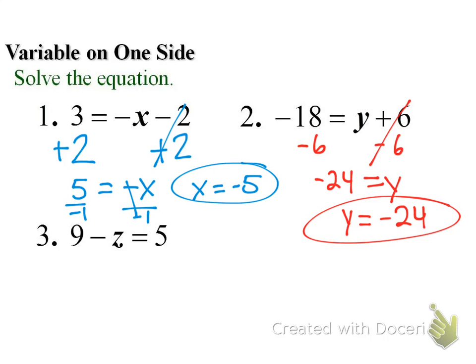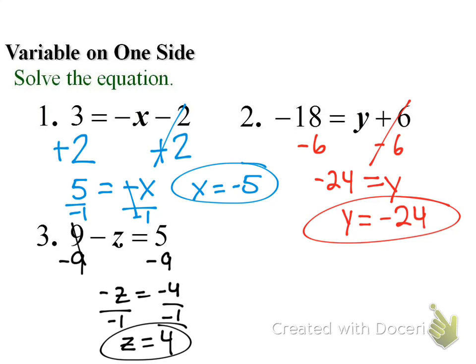And last one on this slide, number 3, how would I start it? Good. Subtract 9 from both sides. Negative z equals negative 4. Very good. Z equals 4. So those are pretty basic ones. Only one variable, all on one side. Any questions?